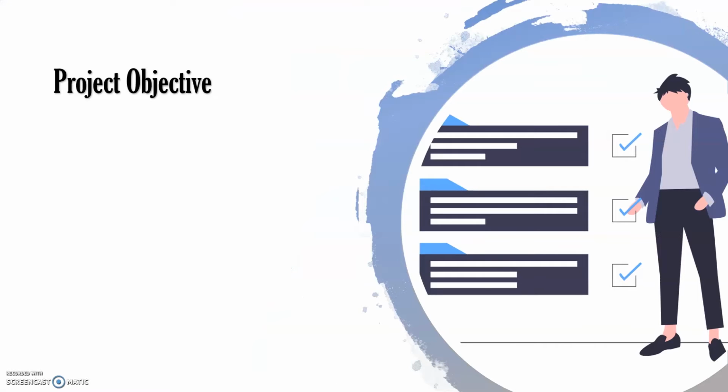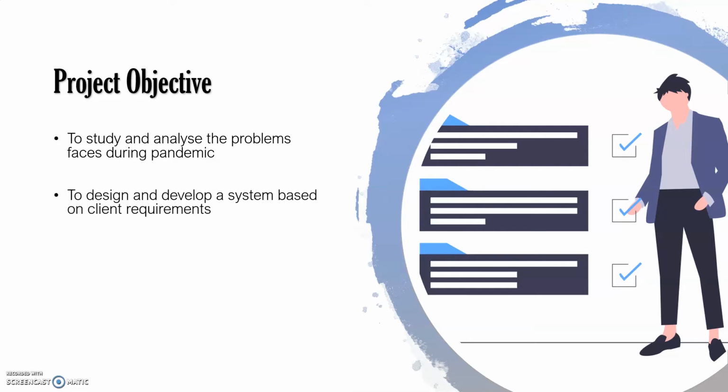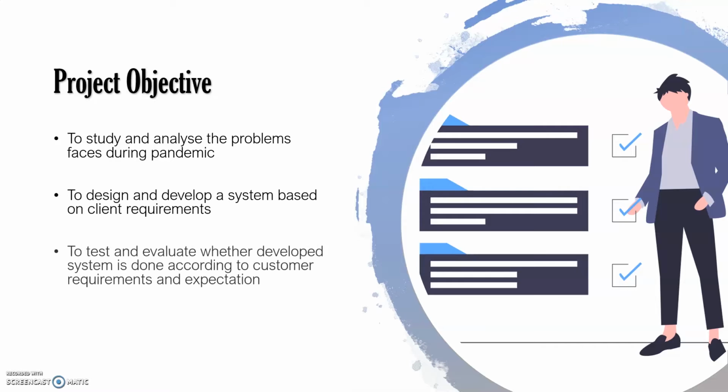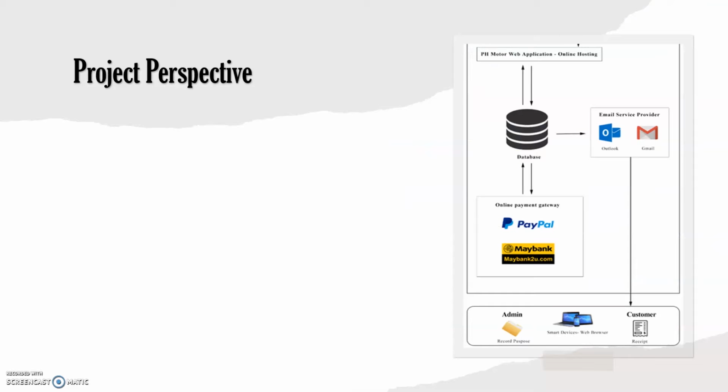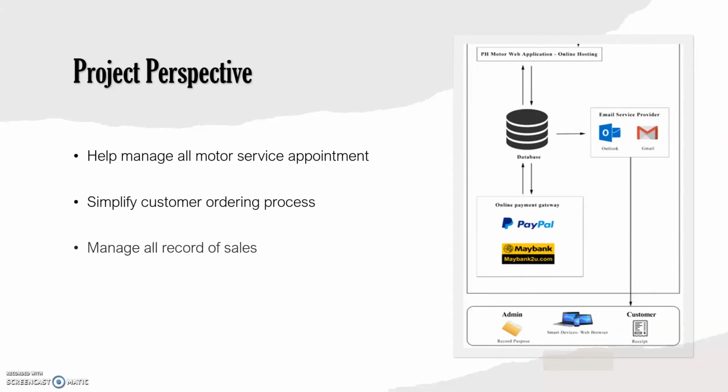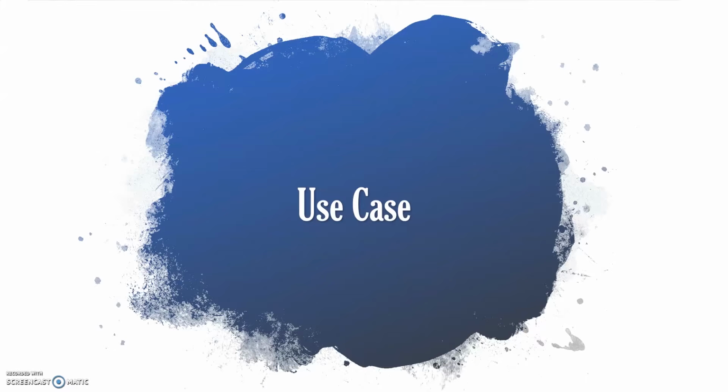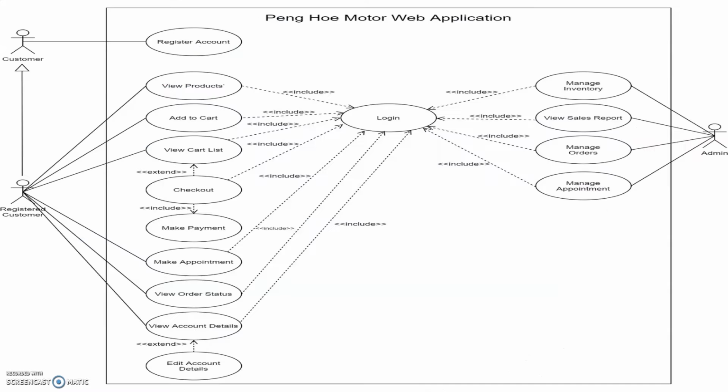So what is our project objective? It is to study and analyze the problems faced during this pandemic, to design and develop a system based on client requirements, to test and evaluate whether the developed system is done according to customer requirements and expectations, to deploy a high quality system for the client once it meets the project deadline. So what is our project perspective? It is to help manage all the motor service appointments, simplify the customer ordering process, and also to manage all records of sales. Next up is our use case diagram.